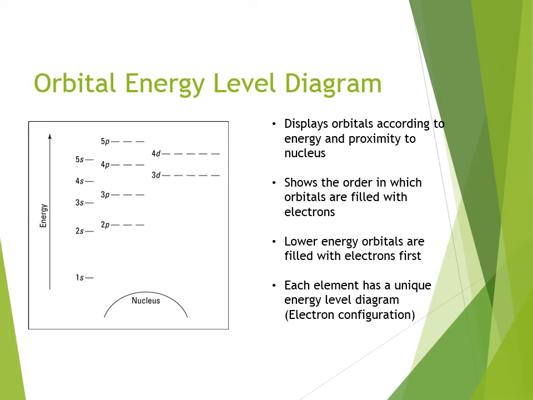Next, we're going to look at orbital energy level diagrams. What an orbital energy level diagram is, is really just electron configurations, but represented in a picture. So in this picture here, you can see the nucleus at the bottom here. From there, we label the electron configuration orbital energy levels. Notice the energy is increasing as we go up.